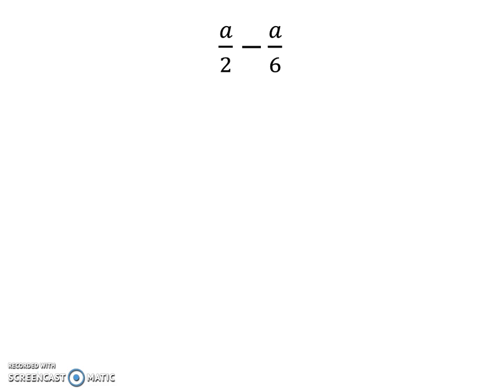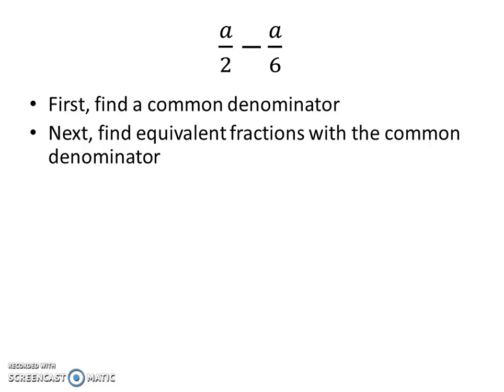My last problem is a over 2 minus a over 6. So if I want to subtract these fractions, I notice they do not have the same denominator. So first I need to find a common denominator. Then I need to find equivalent fractions with that common denominator. So when I look at these two fractions, I think, well, I'm going to use 6 as a common denominator. I could also use 12, I could use 24, I could use 18, but I'm going to stick with 6. So now I need to scale these up to get equivalent fractions.